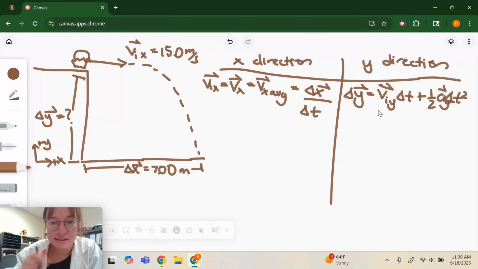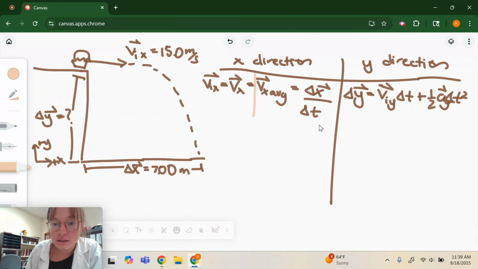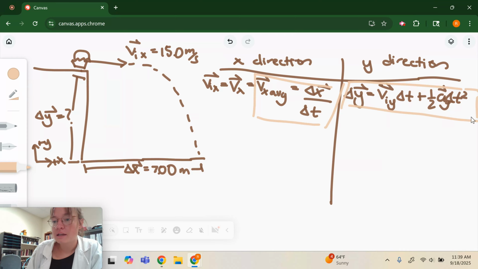In this class, you can always, literally, use this equation in your x direction every time, and you can always use this equation in the y direction every single time. What you will do every single time is start on either one side or the other. You'll start with this equation, then pull from the other equation and solve for time, and then plug it in. That's what you'll do almost every single time.